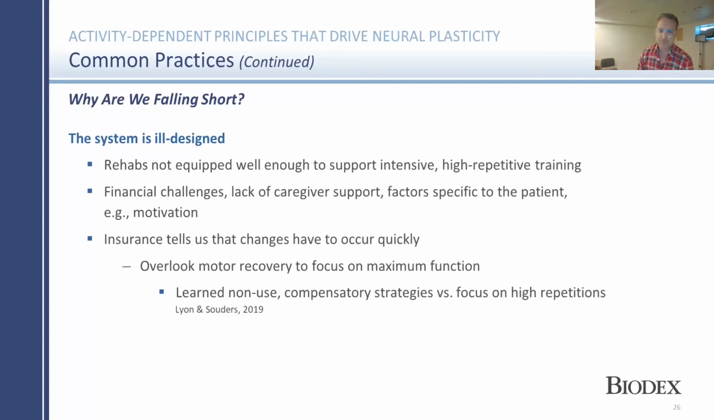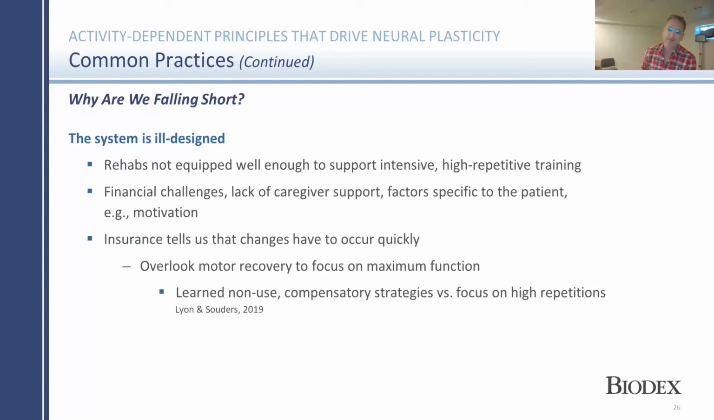Insurance companies kind of push us along. A patient comes in with a specific diagnosis, and we've got 3 weeks with them. That's all we got with them. That puts us under a good deal of stress, because we can easily overlook these neuroplasticity principles because we've got to get them as independent as possible. And sometimes getting them independent is teaching them compensatory strategies, allowing that learned non-use to occur.